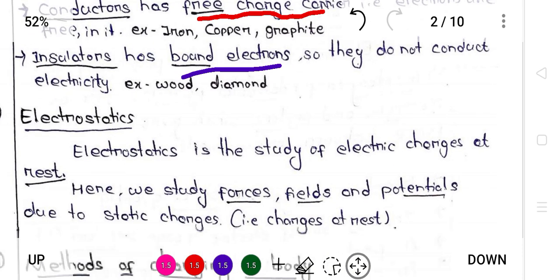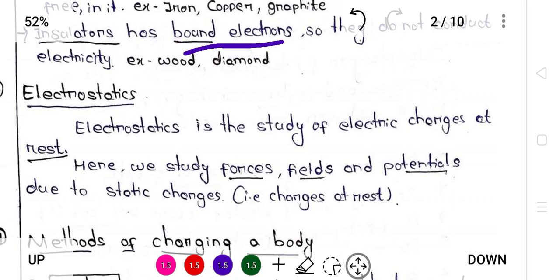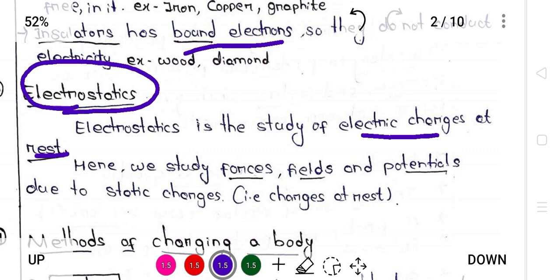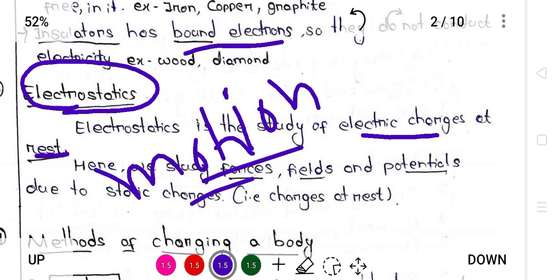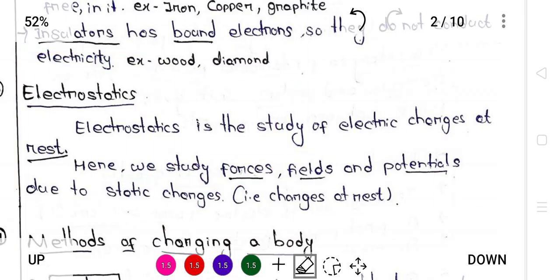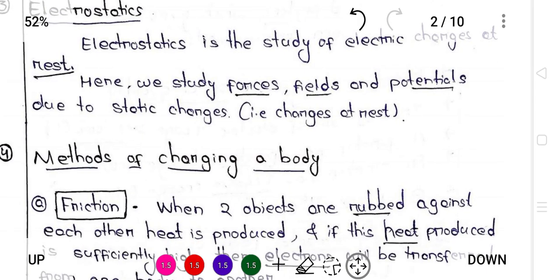The branch of science that studies electric charges at rest is called electrostatics, and when we study electric charges in motion, it is called electrodynamics. Dynamic means motion, static means at rest. Now we will study further about electrostatics, and in electrostatics we study forces, field and potential due to static charges, that is, charges at rest.